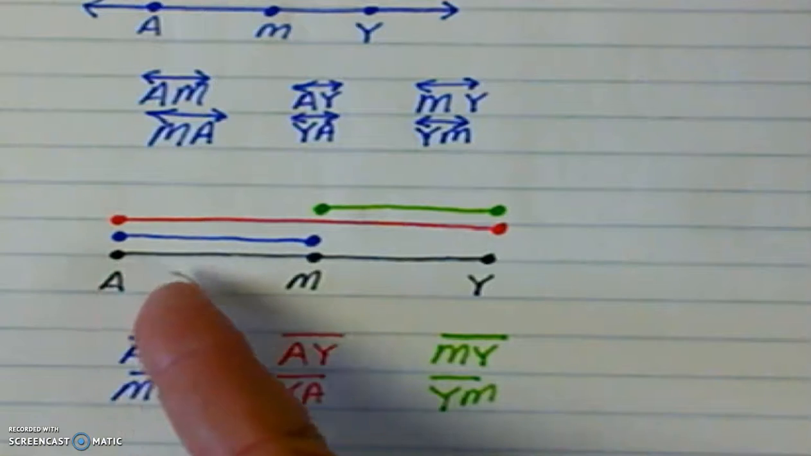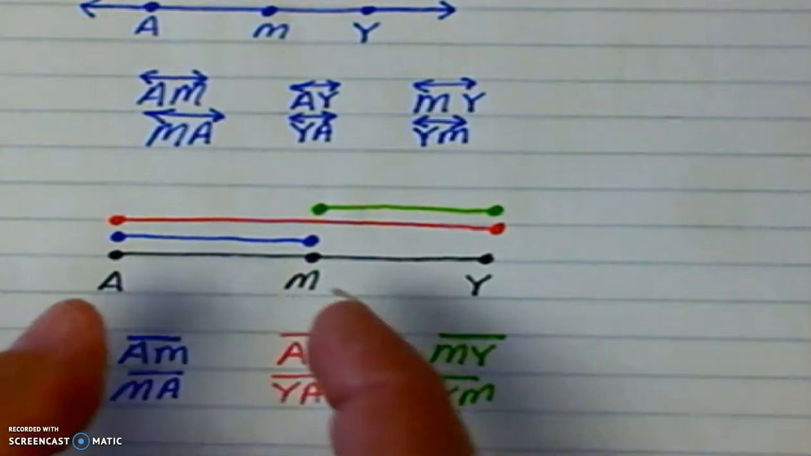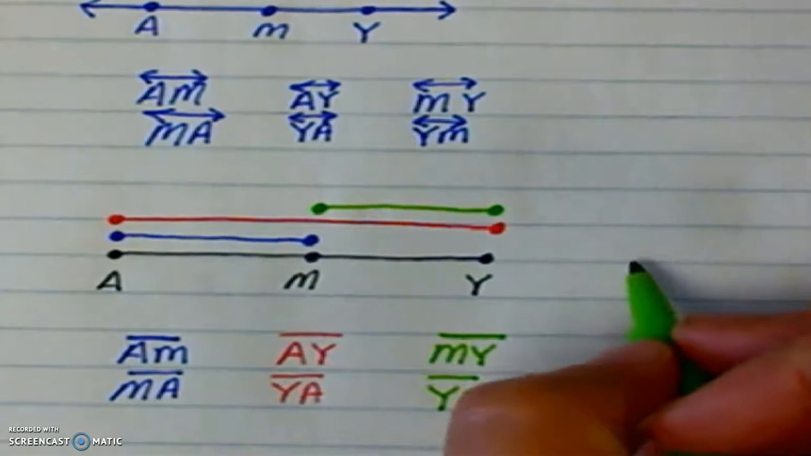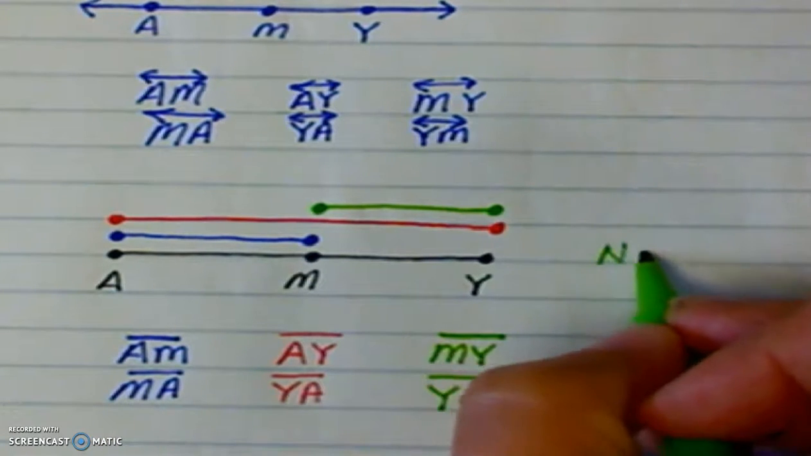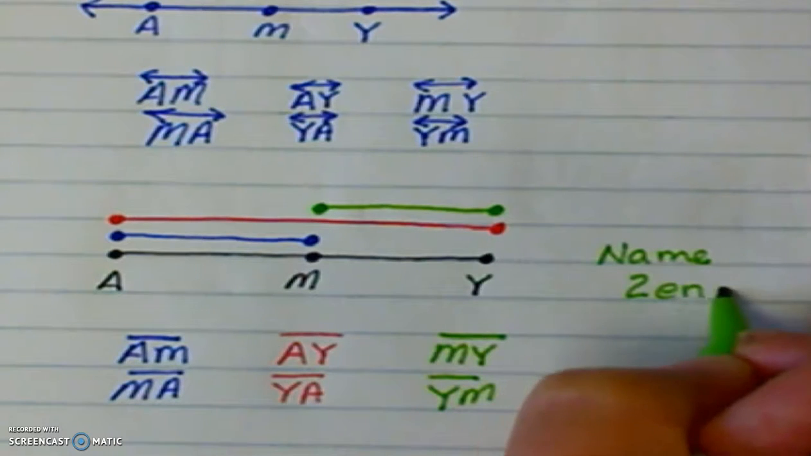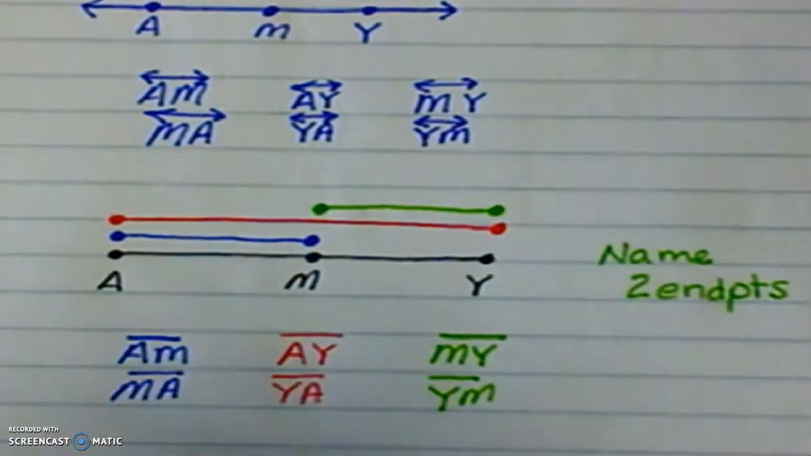Are you talking about the full segment? Are you talking about just the part AM? Or are you talking about just the part MY? So in the naming of it, you name it using the two endpoints. You have to use the endpoints of the segment in order to name that particular line segment, so I know which one you were making reference to.